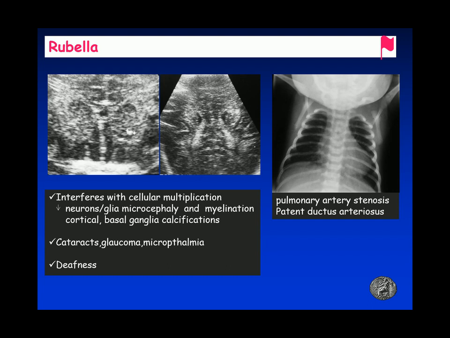So if you see a bright thing on ultrasound of the brain, into the brain, you should think about calcifications. And you don't need to see the shadowing posteriorly to this bright spot in order to say this is a calcification. The other findings we see in rubella are cataract, glaucoma, and microphthalmia. And also the patient may have deafness. You may see congenital abnormalities of the heart, of other organs, and in that case there was pulmonary artery stenosis and a large patent ductus arteriosus.